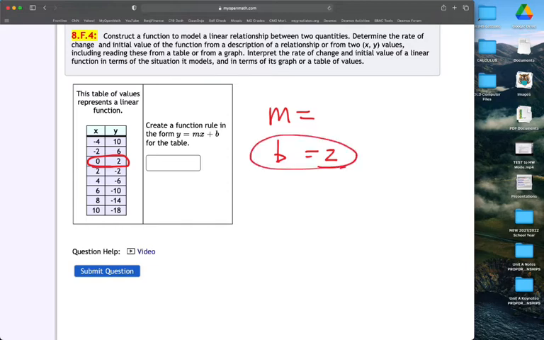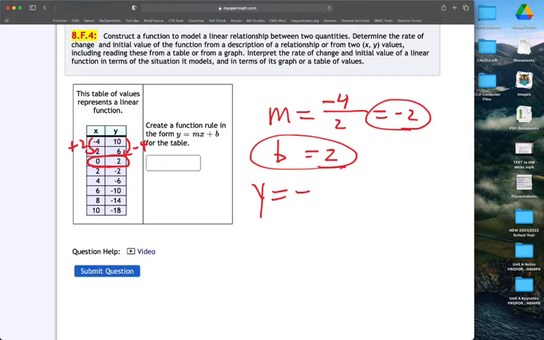So now we need the slope. And we'll do what we've done many times, which is finding the change in y over the change in x. So the change in y to go from 10 to 6, we have to subtract 4. And the change in x is going from negative 4 to negative 2. We have to add 2 because negative 4 plus 2 is negative 2. So the change in y over the change in x is negative 4 over 2, which simplifies to negative 2. So we see that our slope is negative 2.